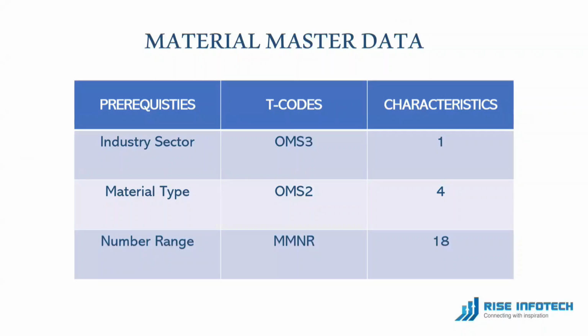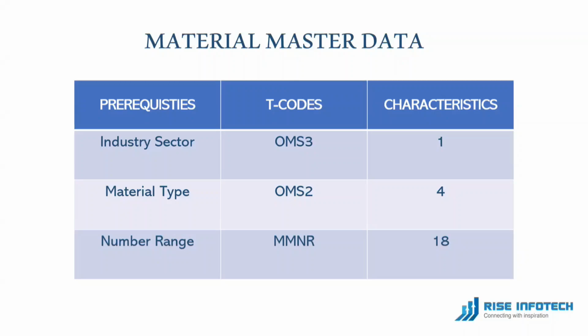Industry sector is used to define the industry to which a material belongs, and it is specified when creating a material master record, and it determines the type of data fields. The industry sector represents the category and the sector in which a company operates for all systems in which the material is used. The T code was OMS3, and we have only one characteristic for industry sector, and we can use the SPRO path also for this.